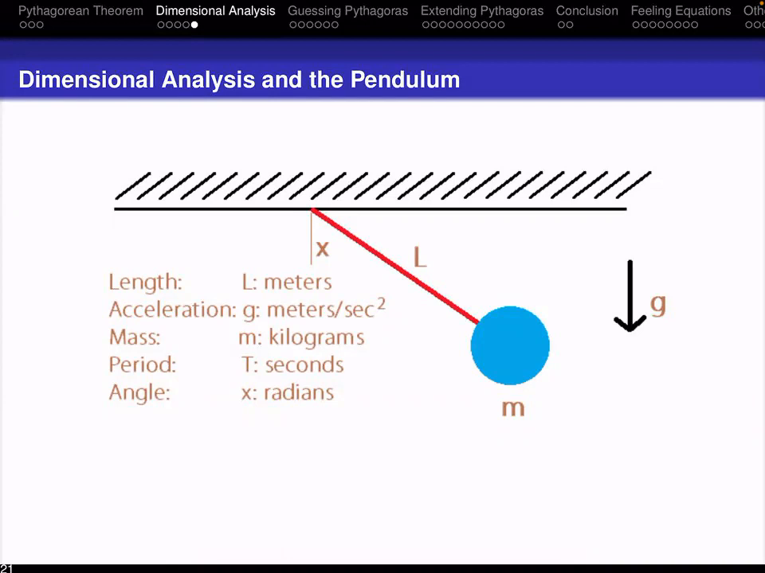The period is how long it takes to get from where it started back to where it started. And the initial angle that we release it at is x, which is in radians, and radians is unitless. So radians has no units, and we'll talk more about that later in the semester. So if the period is in seconds, I need to combine the length, the acceleration, the mass, and the angle in such a way that I get units of seconds. Can anybody see how to combine them to get units of seconds? Or can anybody tell me something that doesn't come into play in combining them?